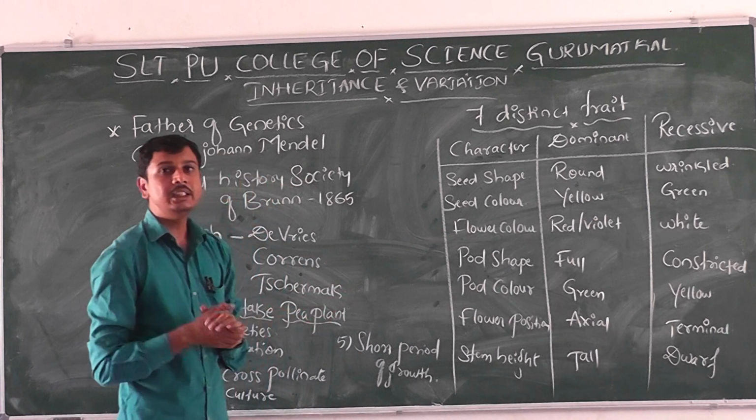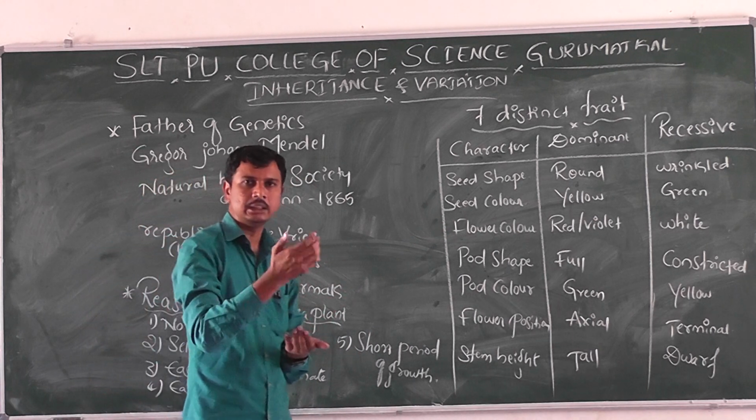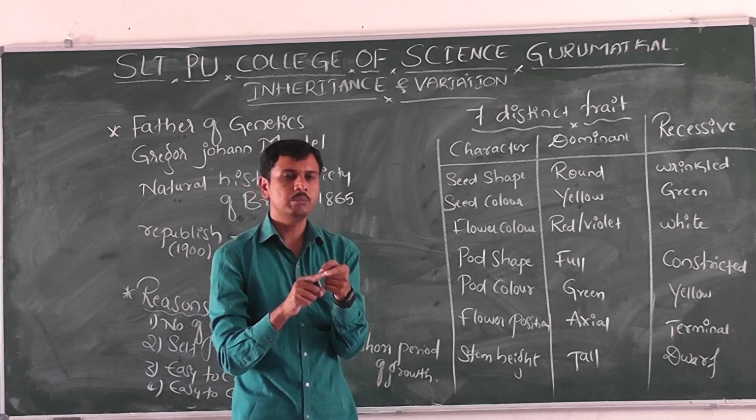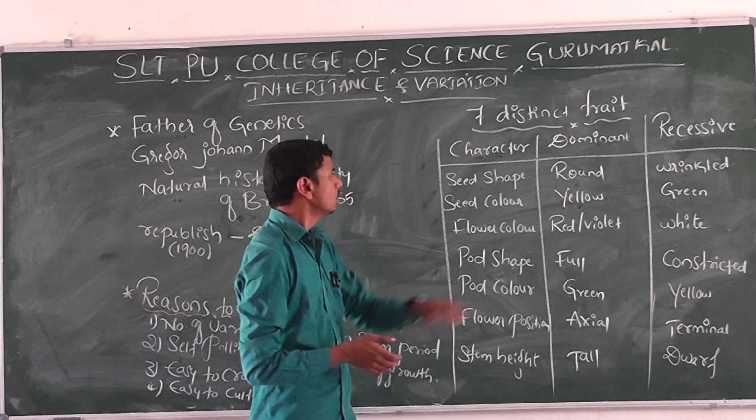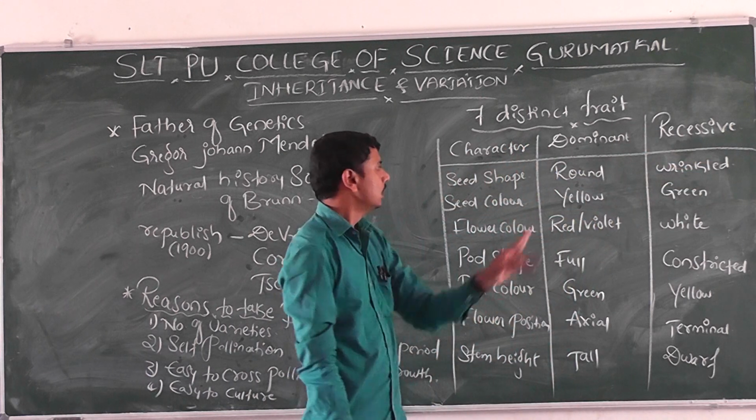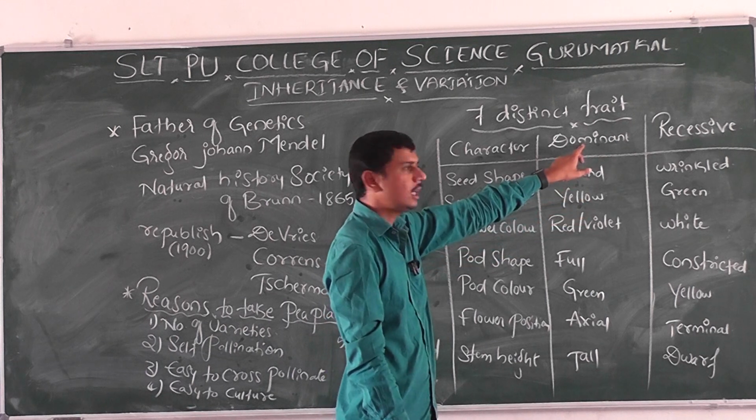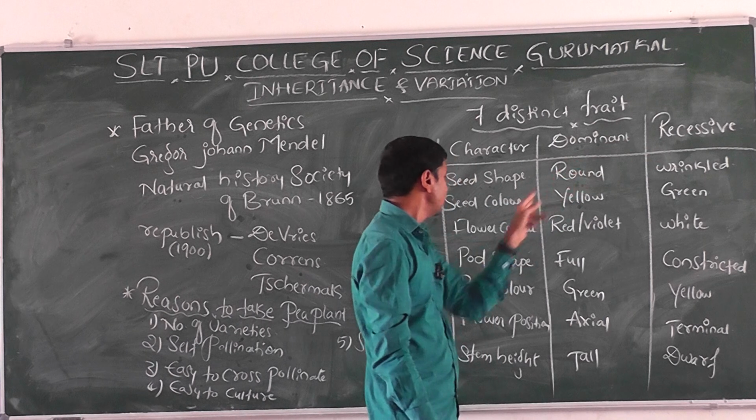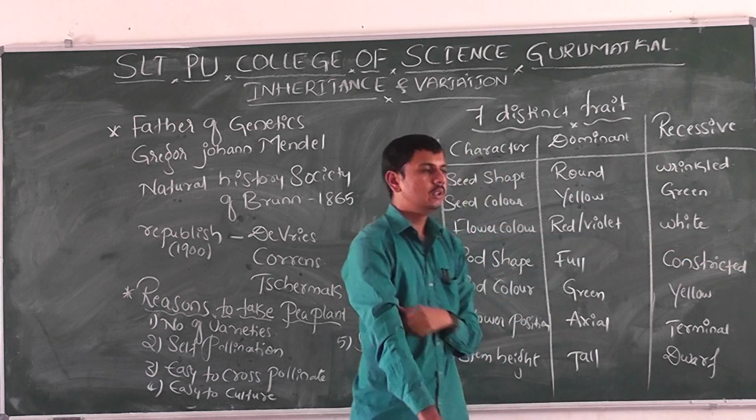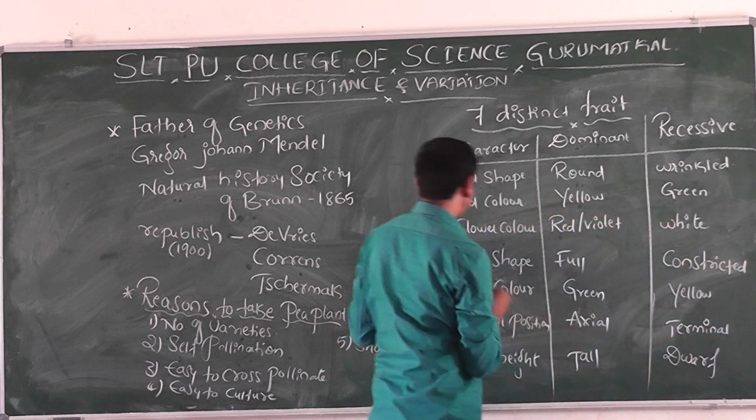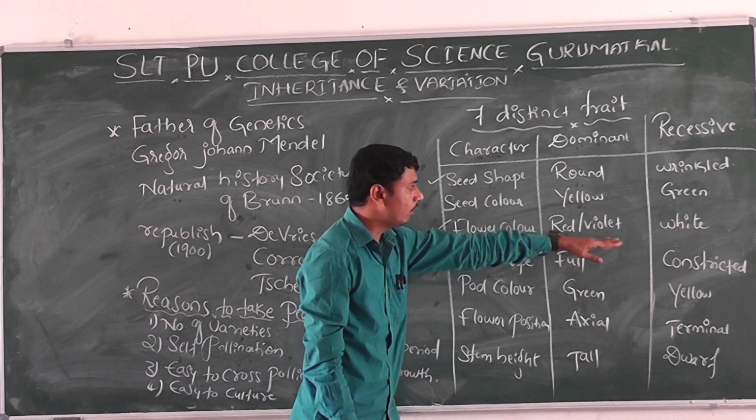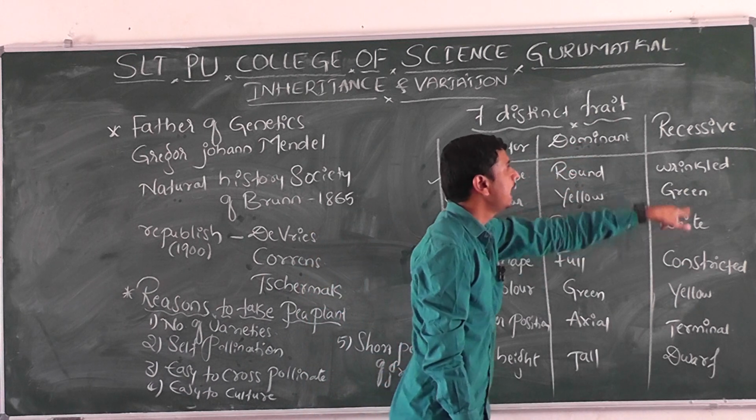And when it comes to the seed color, what type of color that seed has? He concentrated on yellow and the green color. There are two traits we are going to see: one will be the yellow and another one will be the green. So when it comes to the seed shape, the round will act as a dominant character and the wrinkled will act as a recessive character. Same in the case of a seed color, the yellow will act as a dominant character, the green will act as a recessive character. Then the flower color, either it may be red or violet, and the white. So in this case, when we are going to see the flower color, okay, here we are going to see the red or violet color will act as a dominant and the white will act as a recessive.